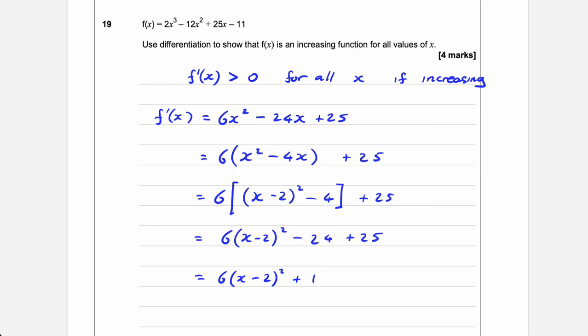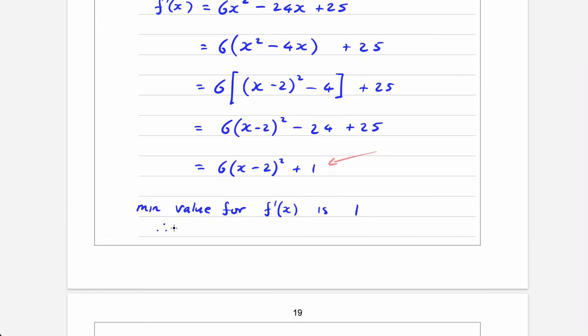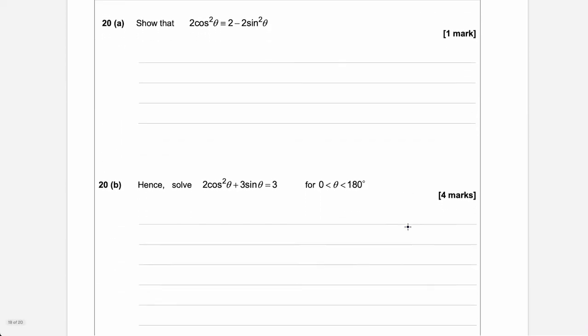Now this 1, this is the thing I was trying to explain, guys. This 1 is the minimum value of f dash of x. So you do want to write a kind of line at the end here. Minimum value for f dash of x is 1. Therefore f dash of x is greater than 0 for all x. Okay, for all x values. Done. Okay, next question. Question 20.